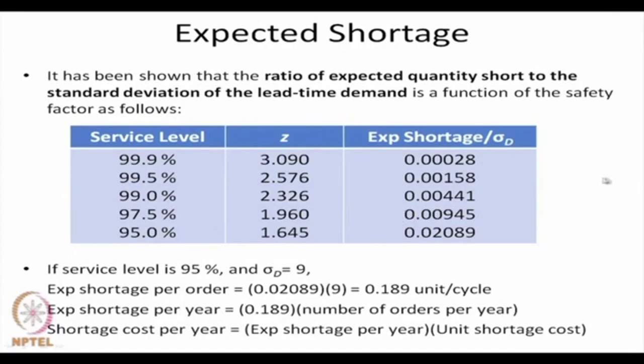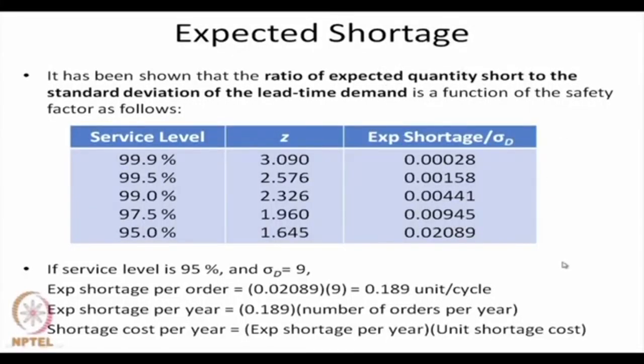Now, sometimes we are also interested in finding out the number of shortages, not the number of times the inventory is out of stock, but the number of units which are short. This is the expected shortage. Now, without deriving the formula, we are showing results that have been arrived at by various researchers. They have shown that the ratio of expected quantity short, number of items short, to the standard deviation of the lead time demand is a function of the safety factor Z, and they have given tables such as this under the assumptions of normal distribution of the lead time.